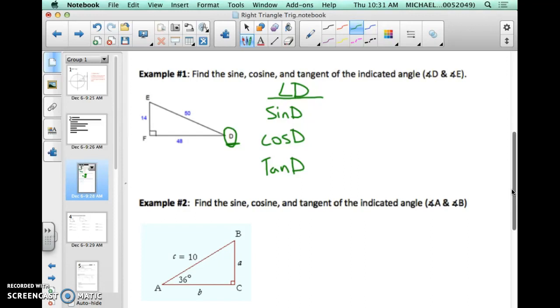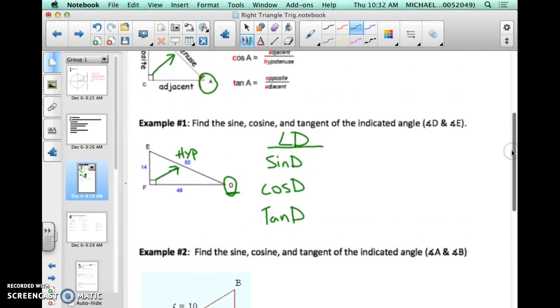First things first, the hypotenuse is always the longest side, across from the right angle. So this is the hypotenuse, and in this case my hypotenuse is 50. Now, opposite of D, I have to jump over the triangle. Opposite is the side that never touches the angle, the one furthest away from the angle. In this case, the opposite side is over here, and it's 14.